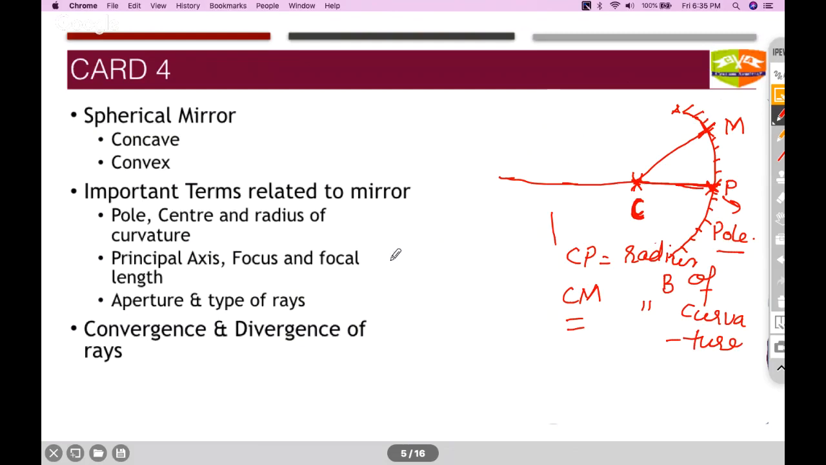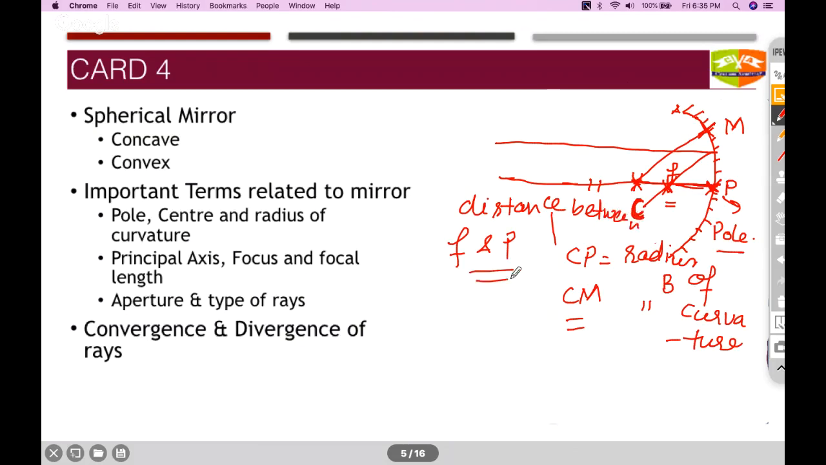Now there are two other important terms, which are focus and focal length. What is focus? Any light ray that travels parallel to the principal axis passes, after reflection from the mirror, through a point on the principal axis. That point is known as the focus. The distance between this focus point F and the pole P is known as the focal length, and focal length is denoted by f.